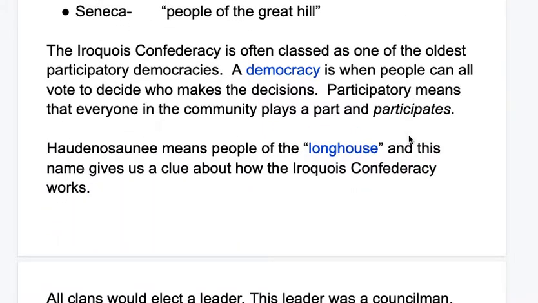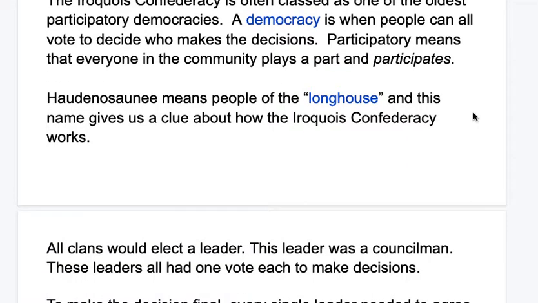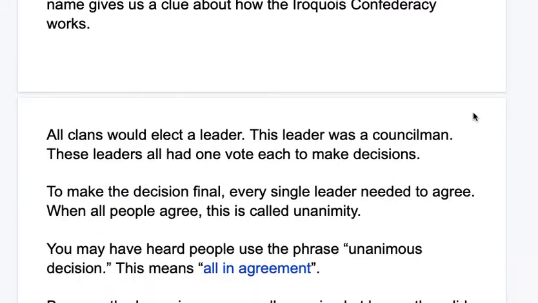The Iroquois Confederacy is often classed as one of the oldest participatory democracies. A democracy is when people can all vote to decide who makes the decisions. Participatory means that everyone in the community plays a part and participates. Haudenosaunee means people of the Longhouse, and this name gives us a clue about how the Iroquois Confederacy works.